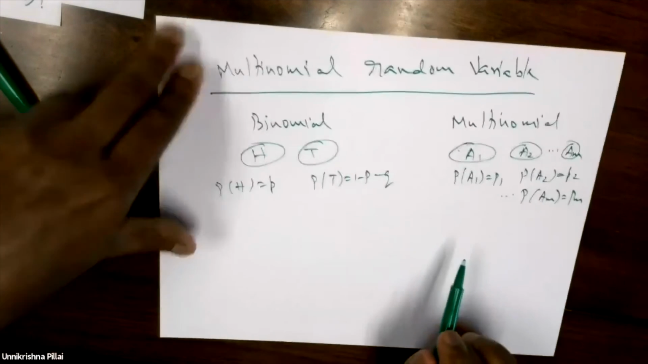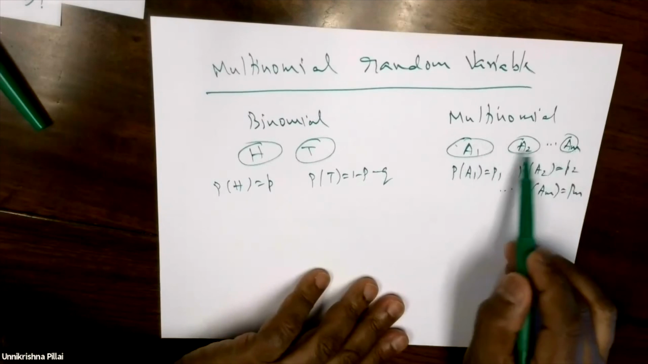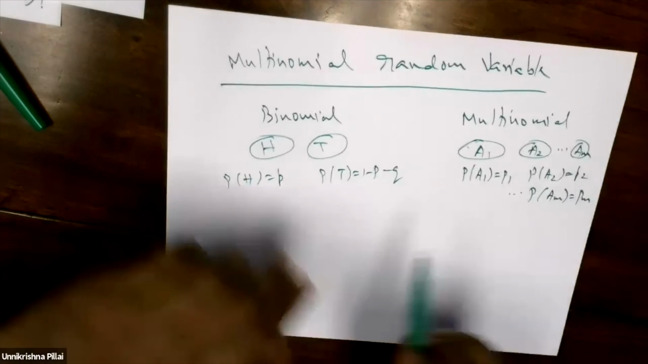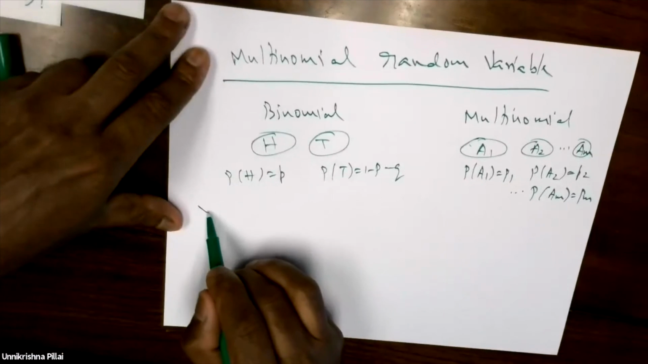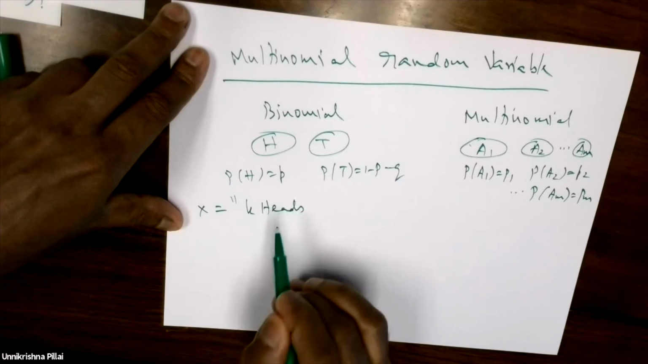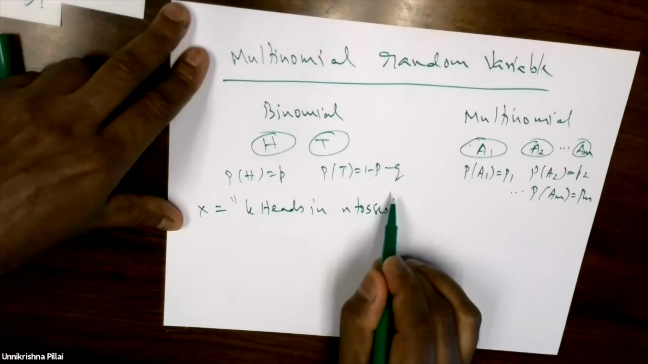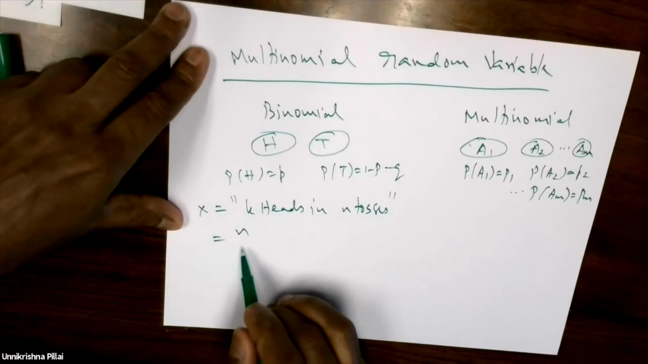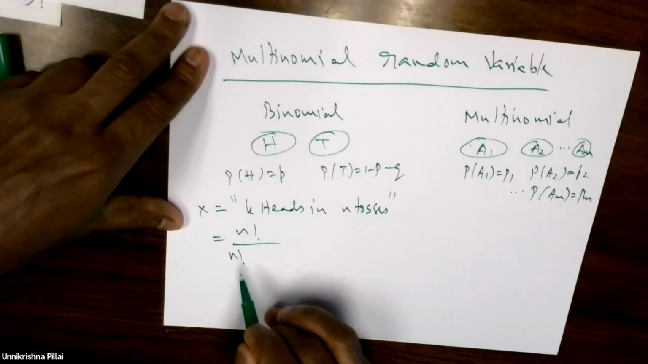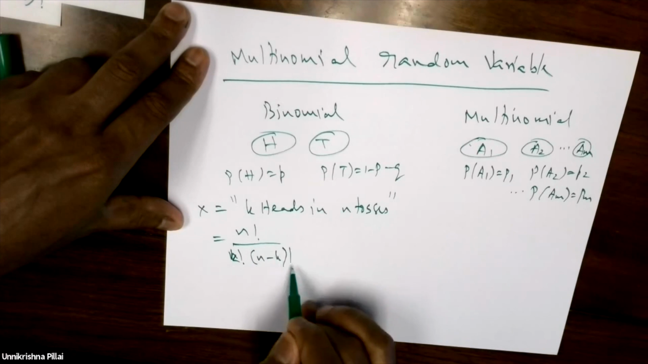So what is a good example? This will be, for example, tossing a dice. It has 6 options. Here you can only ask, x is k heads in n tosses. So we know this probability. It is n factorial divided by k factorial times n minus k factorial.